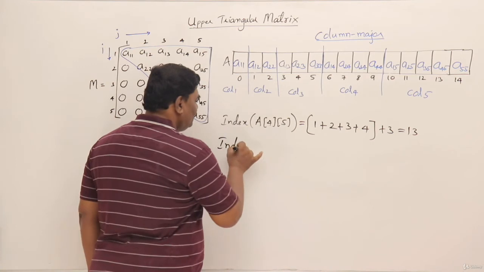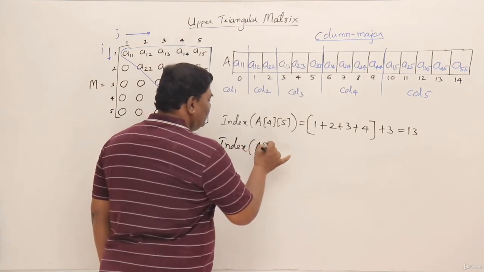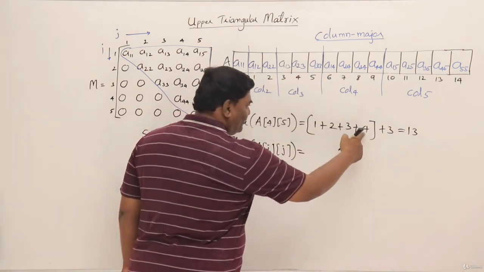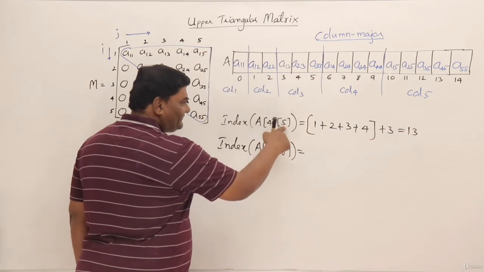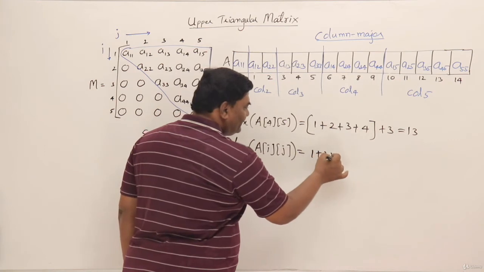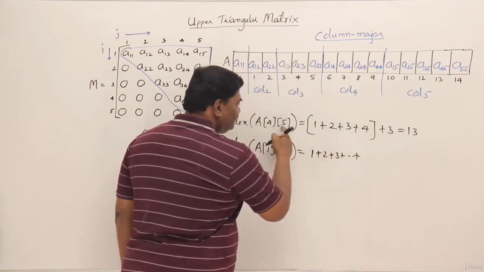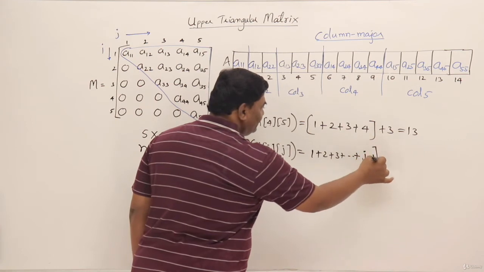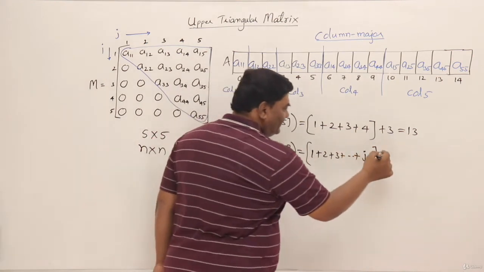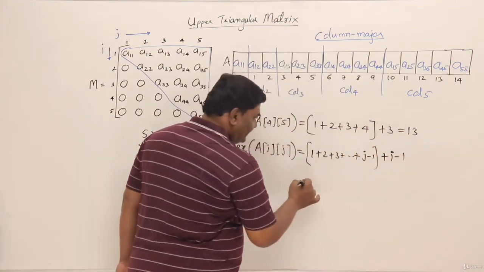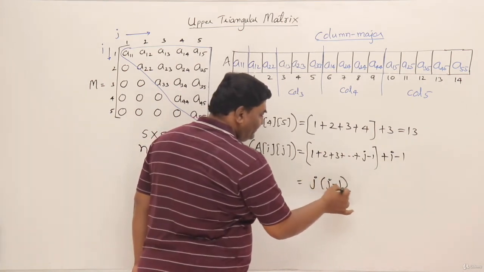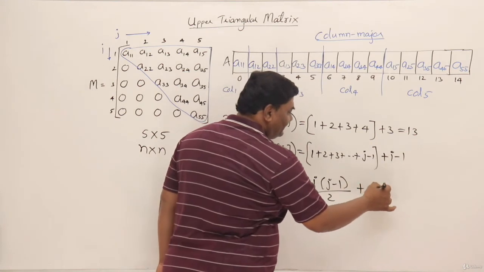Index of any ij: this is 1 plus 2 plus 3 plus 4, up to 4 only because the column number is 5. So it means column minus 1. So this will be 1 plus 2 plus 3 and goes on to j minus 1. And this 3 is row minus 1, that is 4 minus 1, so i minus 1. This is the sum of the first n natural numbers. So it is j into j minus 1 by 2 plus i minus 1.